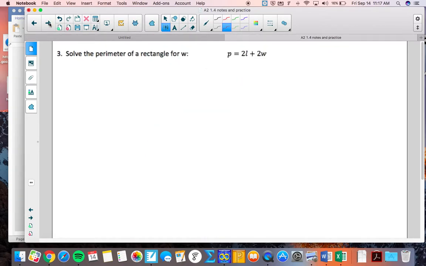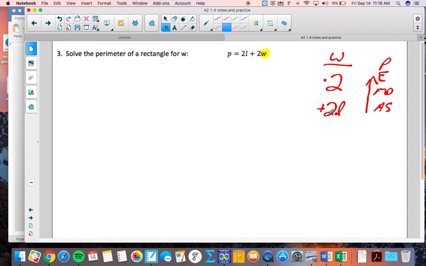Let's try the next one. Solve for the perimeter of a rectangle for W. We want to get W by itself, and we ask ourselves what's being done to it. It is being multiplied, W is being multiplied by 2, W times 2. And then we are adding to it, see that addition sign there? To the W, we are adding a positive 2L, so plus 2L. Remember, when we are solving for a variable, we undo addition and subtraction first.